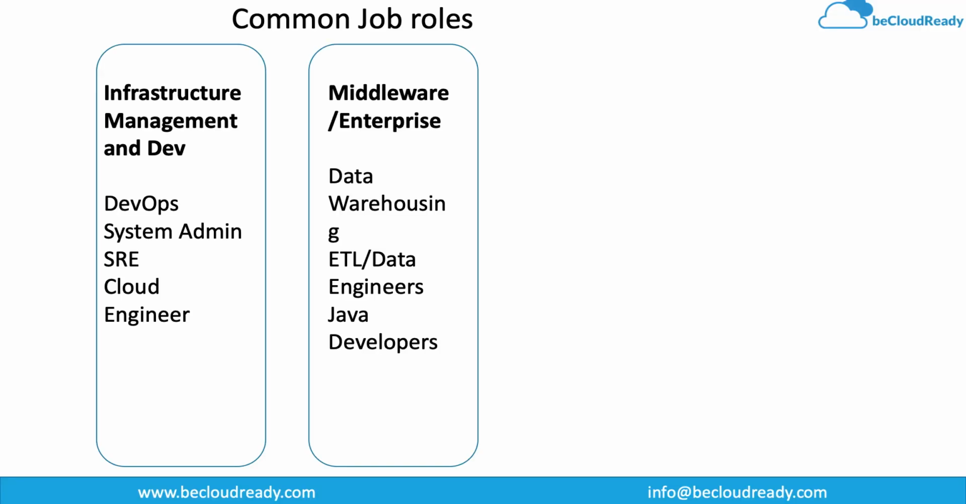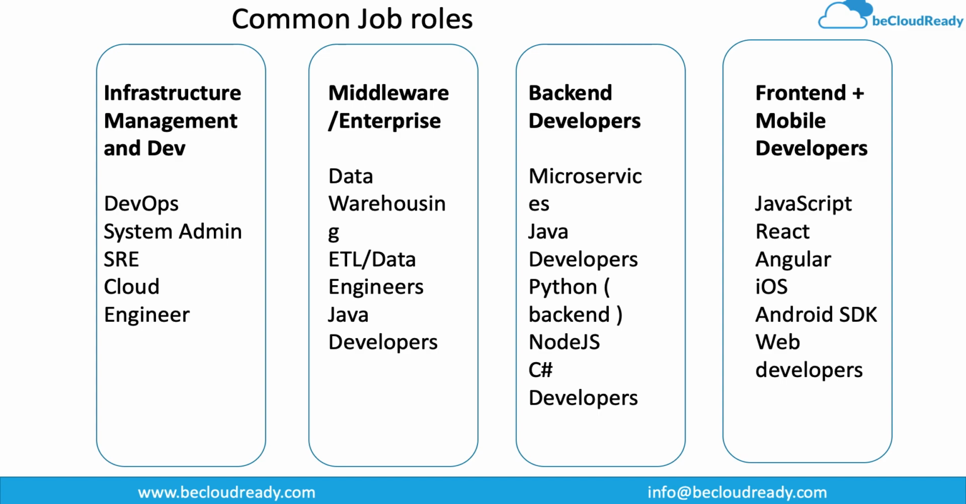Some common job roles you see in the market: infrastructure management or developer. These are DevOps engineer, system admin, SRE, cloud, middleware, and enterprise roles, people who are doing the data wrangling, like data warehousing engineers, ETL engineers, Java developers. Then backend developers, if you're talking about a mobile application or a web-based application. Backend developers could be microservices, Java developer, Python, Node.js, C Sharp. And front-end or mobile developers use JavaScript, React, Angular, or C Sharp. They also do mobile, and Xamarin is a platform to do that. So these are common job profiles.